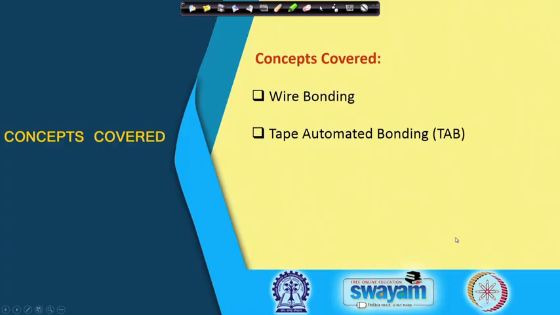So, the concepts that will be covered today are wire bonding and tape automated bonding. These are the two concepts that we are going to talk about in today's lecture, as is shown in this slide. So, let us move on to the first topic, which is wire bonding.